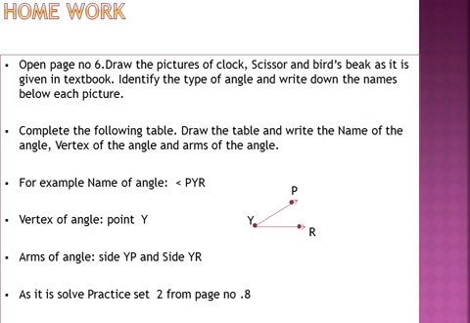Second question is complete the following table. Draw the table and write the name of the angle, vertex of the angle and arms of the angle from this table. For example, name of angle, angle PYR. Vertex of angle is equal to point Y. Arms of angle, side YP and side YR. As it is, solve practice set 2 from page number 8 and complete that full table.